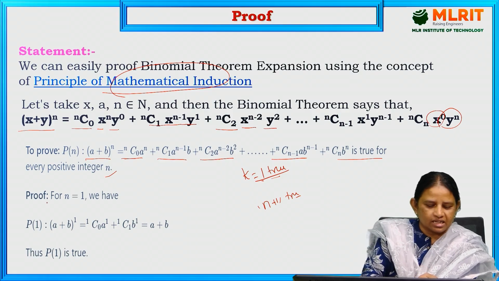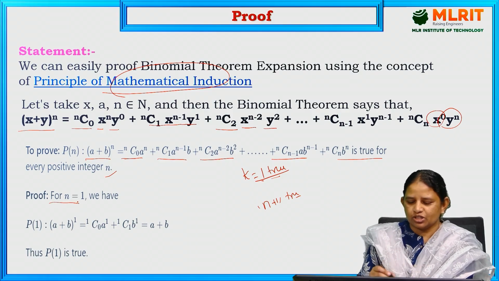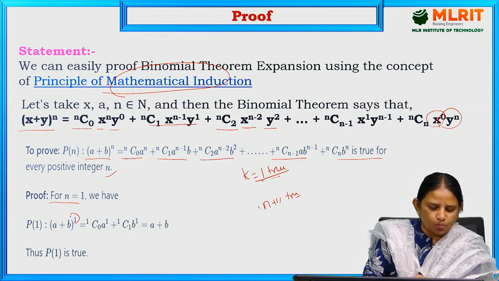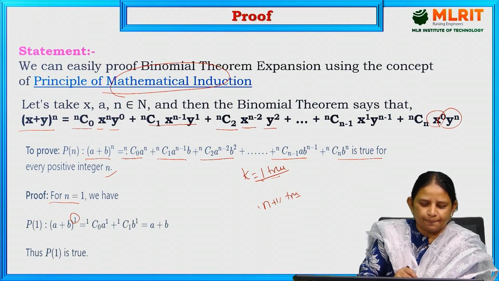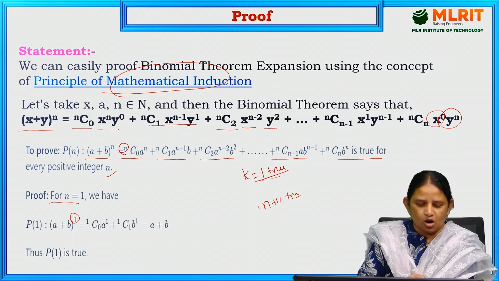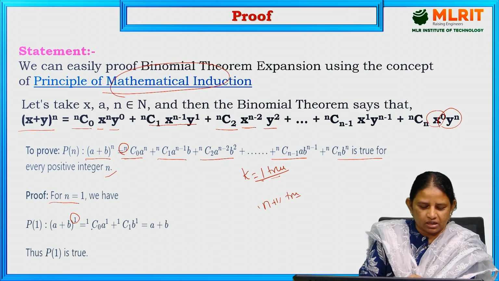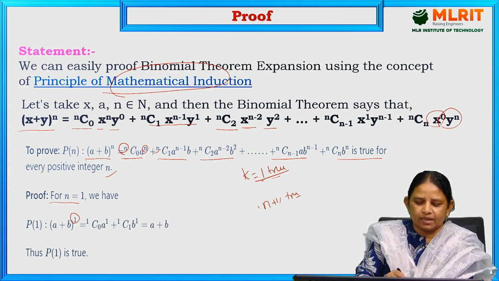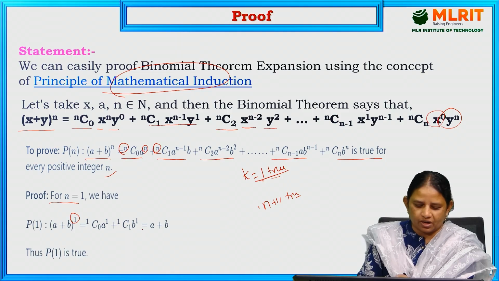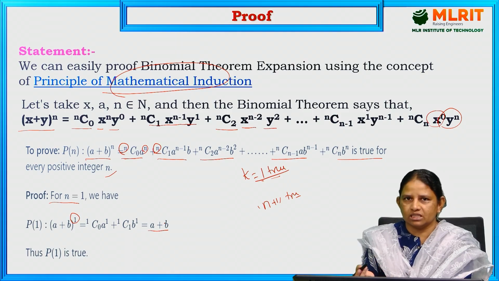First of all, consider n equal to 1. In the place of n, we substitute 1. So (a + b) to the power 1. That means in the place of n, you substitute 1. 1C0 a^1 plus, in the place of n, again 1 is substituted, 1C1 b^1. So that is equal to a + b. (a + b) to the power 1 is equal to a + b. So n equal to 1 is proved.